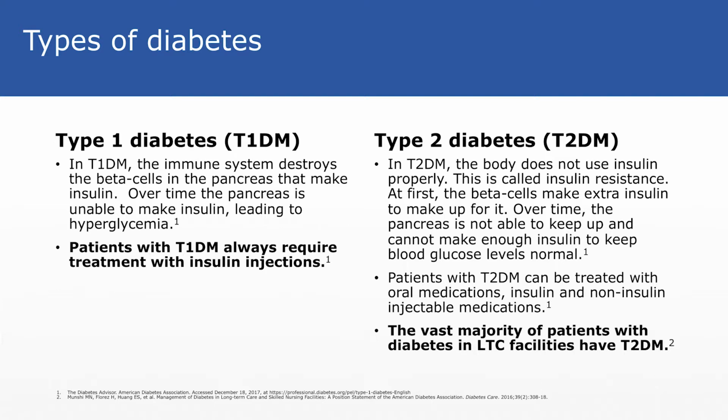The onset of type 2 diabetes generally occurs later in life, primarily in mid to late adulthood. African Americans, Asians, and Pacific Islanders are at higher risk for developing type 2 diabetes. Patients with type 2 diabetes can be treated with diet and lifestyle modifications, oral medications, insulin, and other non-insulin injectable medications. Type 1 diabetes accounts for approximately 5% of diabetes in the U.S., while type 2 diabetes makes up the remaining 95% of patients. It's important to note that type 2 diabetes makes up an overwhelming majority of patients in long-term care facilities which have diabetes.